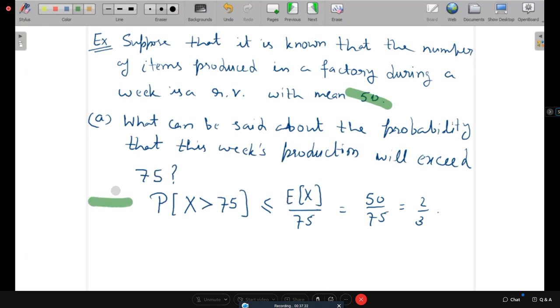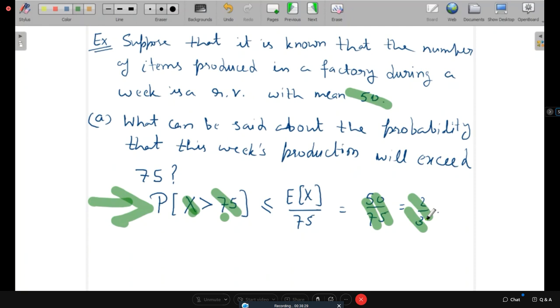It's a very straightforward application. You are estimating the probability that X is greater than 75, and you don't have any other information. First of all, this random variable is always non-negative, right? Every week either there will be a production or no production, zero. It will always take values greater than or equal to zero, so it is a non-negative random variable. So the probability that X is greater than 75 is less than or equal to the expectation of X divided by 75, which comes to 2/3. It's a very straightforward application of Markov's inequality.